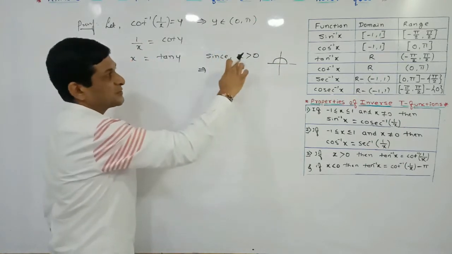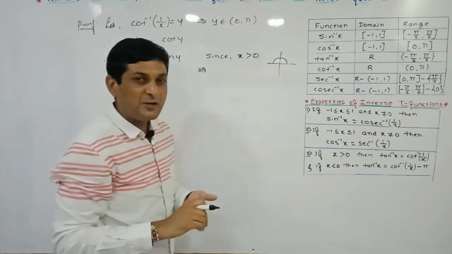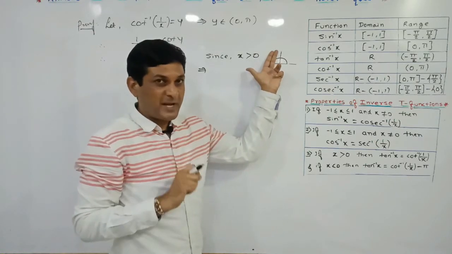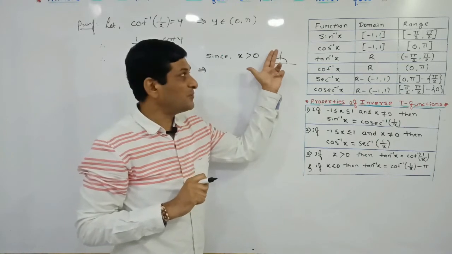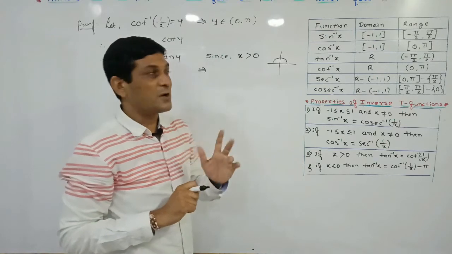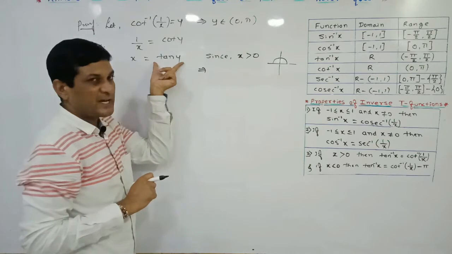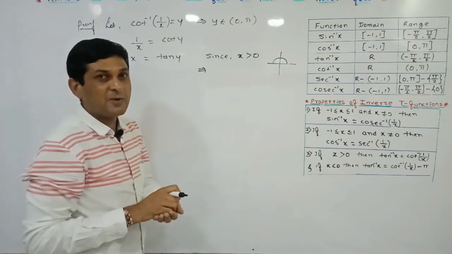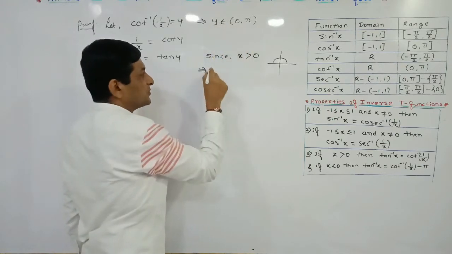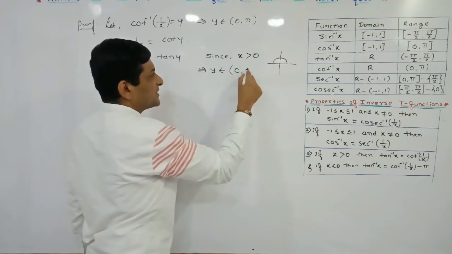Now if x is positive, it means tan y is positive, but we know that the value of tan y is negative in which quadrant? In the second quadrant the value of tan y is negative. So that's why we are not able to consider the second quadrant, because in the second quadrant this condition is not satisfied. X is positive, which means tan y is positive, but in the second quadrant tan y is negative. So that's why we can say that y belongs only to the first quadrant, which means between 0 to pi by 2.